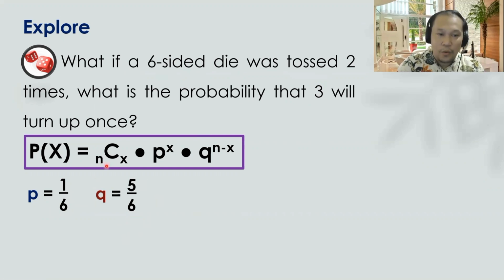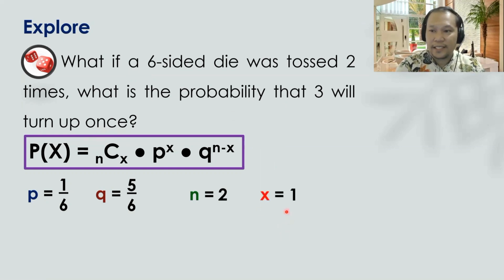On the other hand, what is now our N? Since the number of trials is equal to 2, then N is equal to 2 because the die was only tossed 2 times. Okay? And then, how many times the 3 will turn up? The answer is 1. Okay, therefore, our x is equal to 1.